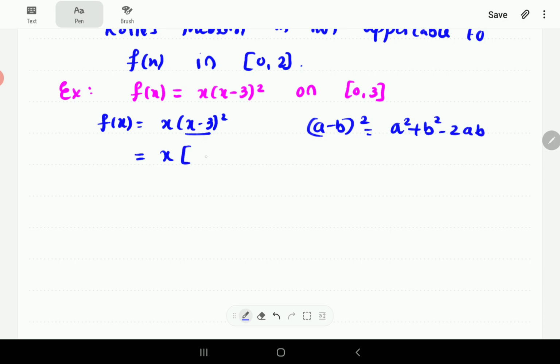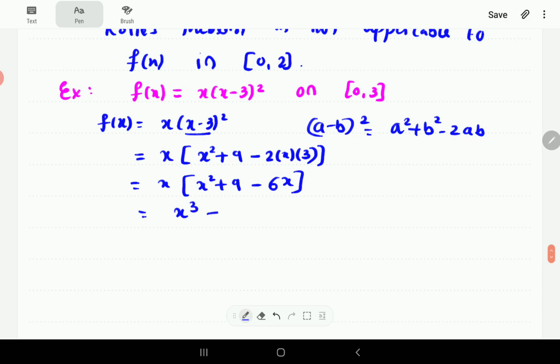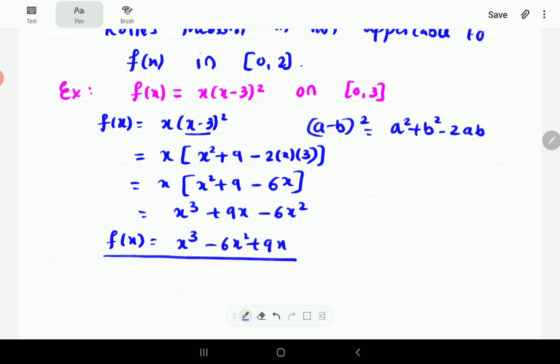So let us write this: a square plus b square is 3 square, that is 9, minus 2ab. So this is equal to x into x square plus 9 minus 6x. Now just multiplying with x inside, it will be x cube plus 9x minus 6x square. So our f of x is basically x cube minus 6x square plus 9x. Now this is our function.